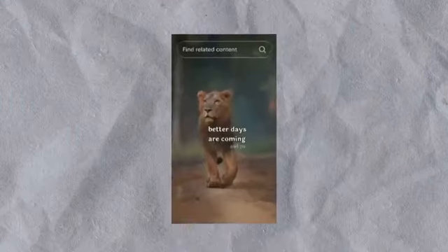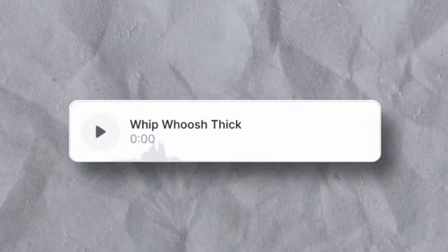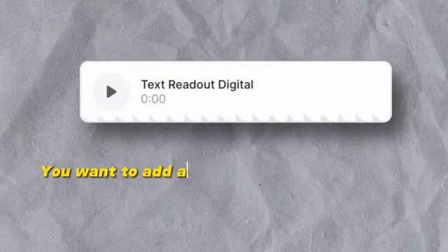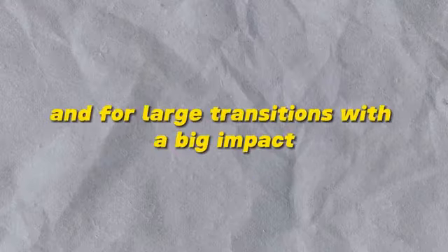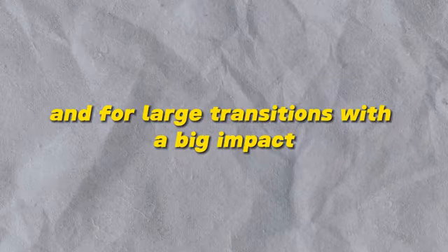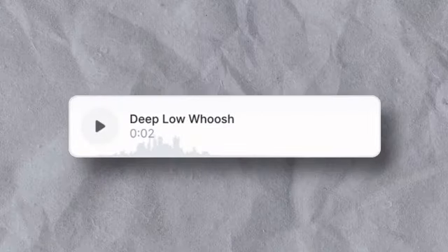For small elements like logos, smaller pictures, or videos with a slide-in effect, you want to use a whip whoosh sound effect, so it will sound like this. For captions shown like this, you want to add a text readout sound effect. And for large transitions with a big impact, you want to add a deep low whoosh sound effect.